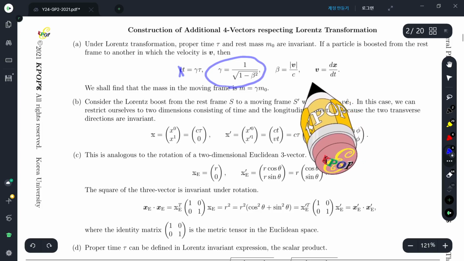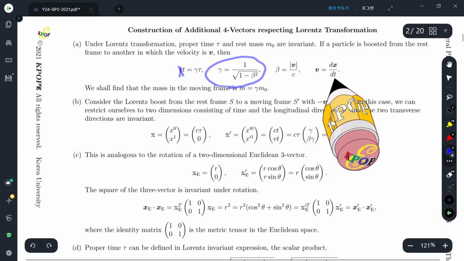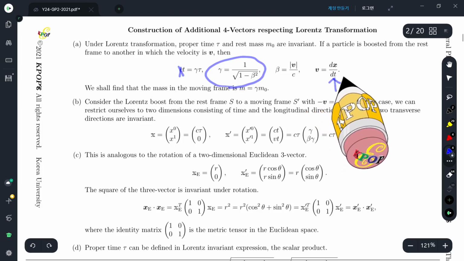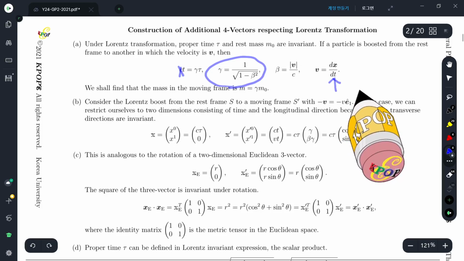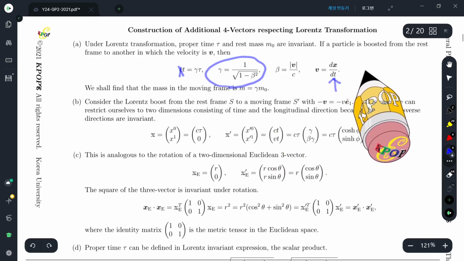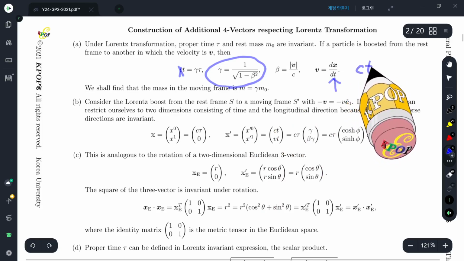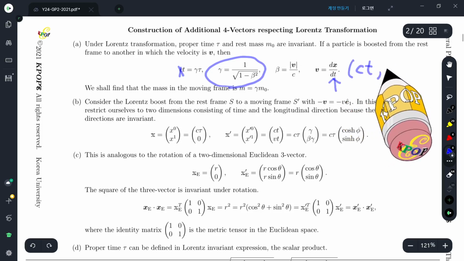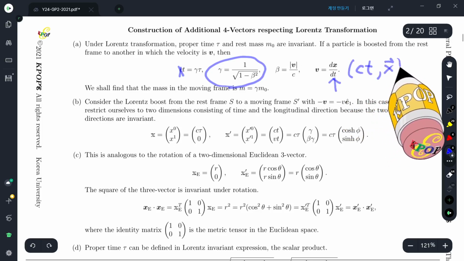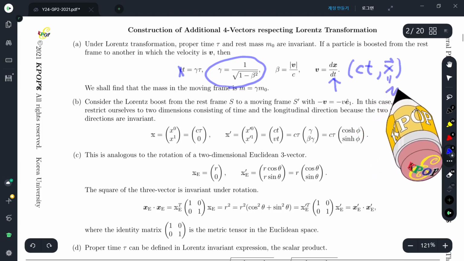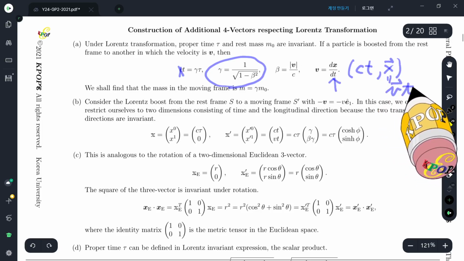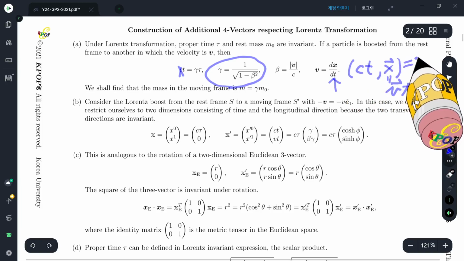Velocity is the time derivative. This is not the derivative with respect to the proper time, but the derivative with respect to time. That includes the time dilation. So an object at time t has four displacement ct and x vector. If it has a constant velocity, it should be v times t. So this is four displacement x mu.